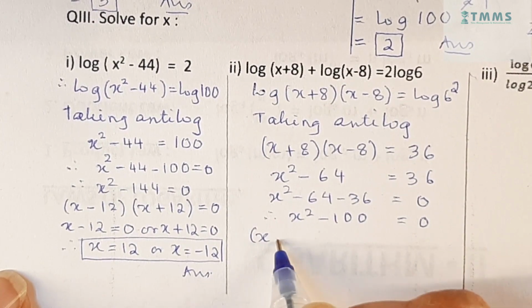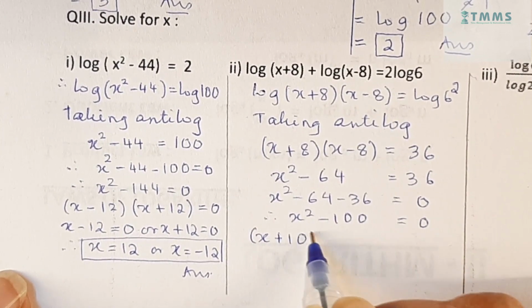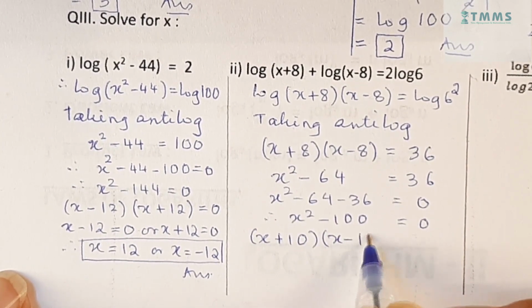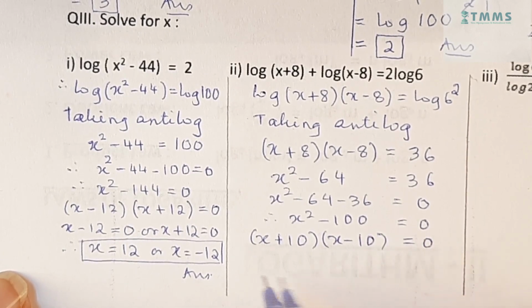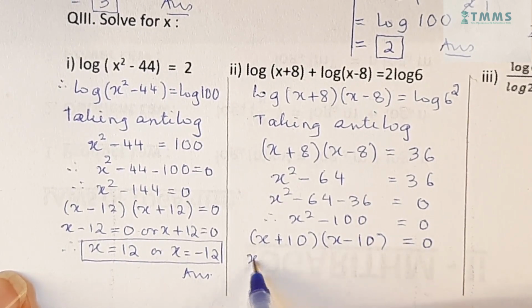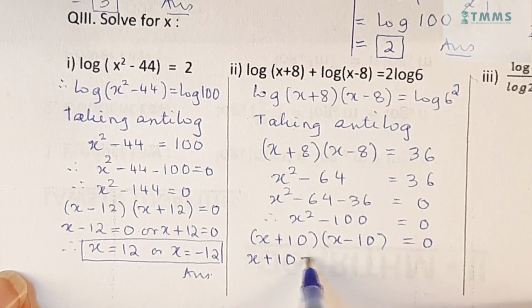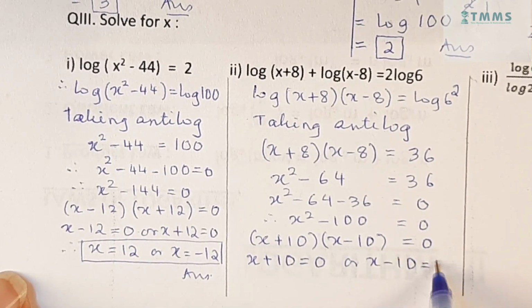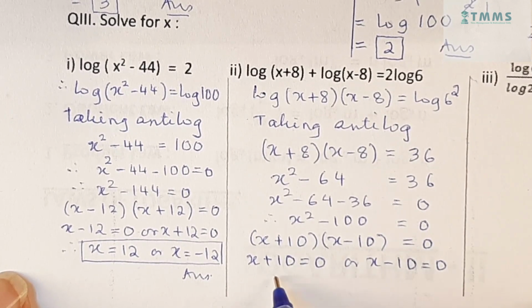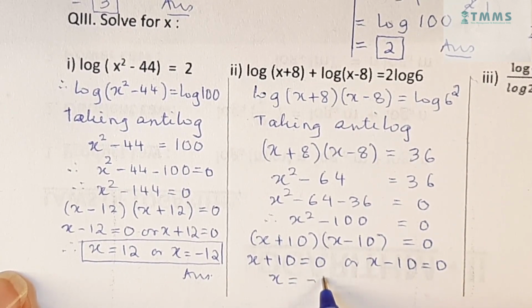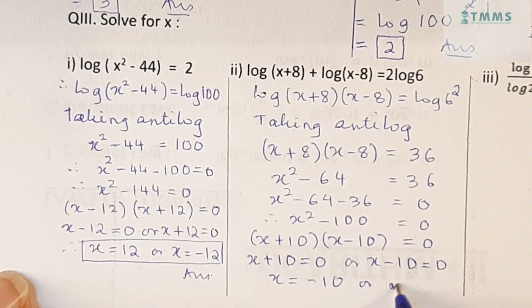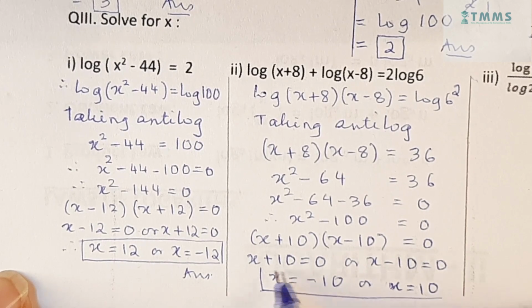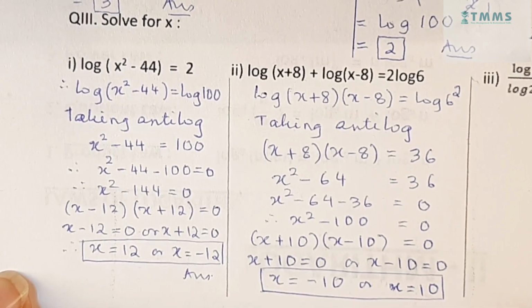That will give us the factors x plus 10 into x minus 10, and then we use the zero product rule. So x plus 10 equal to 0 or x minus 10 equal to 0, and that will give us x equal to minus 10 or x equal to 10. And that is our answer.